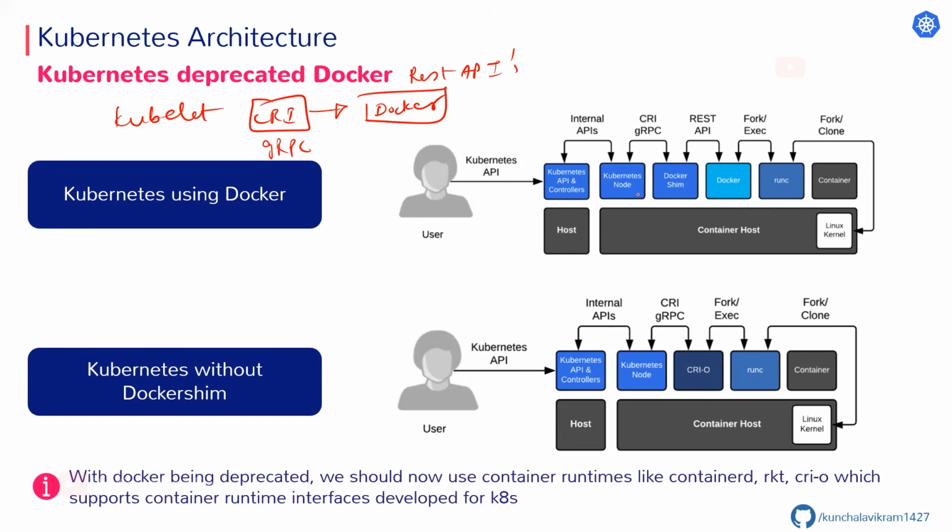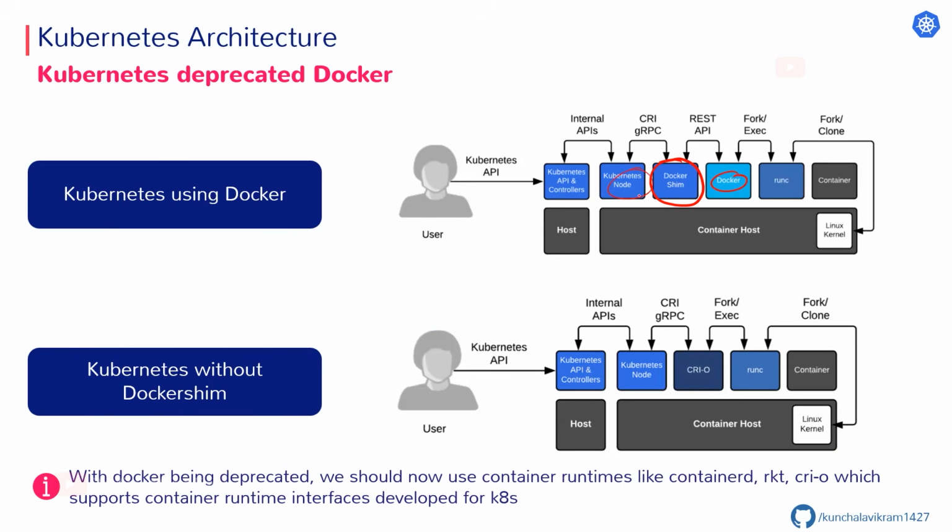In order to bridge this gap, kubelet used to implement one more interface called Docker shim, which just acts like an interface between your Docker and your CRI. So this is an extra component that your kubelet is managing. I mean, your Kubernetes is managing.